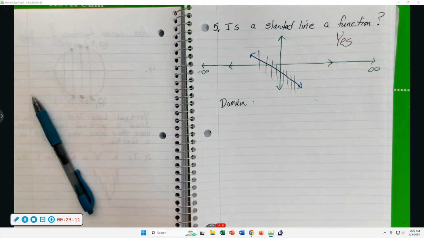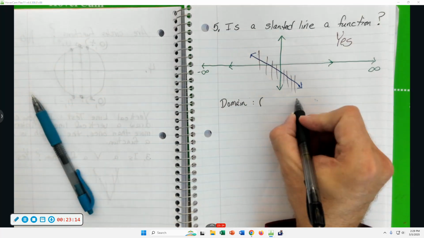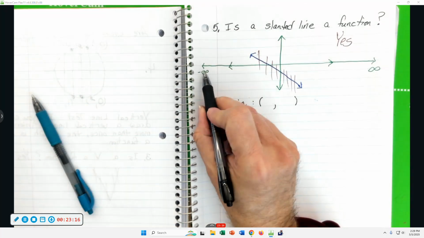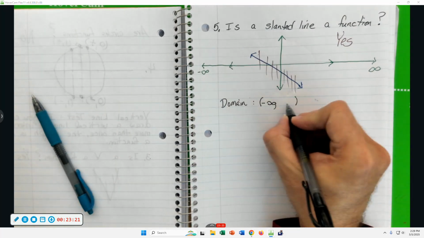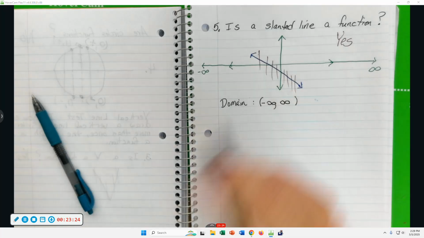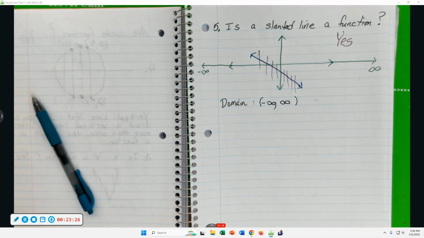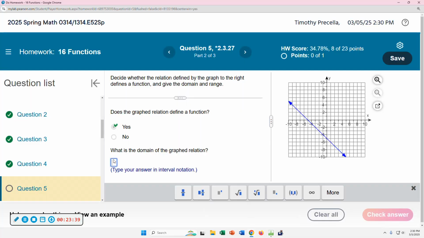I'm going to say that the domain here is negative infinity to infinity, using that interval notation that we started using when we were doing the cut points. Oh, that looks bad. My comma looks like it's part of the infinity symbol. But go ahead and type that in, Tim, so they can see what it's supposed to look like. Negative infinity, comma, infinity, right.